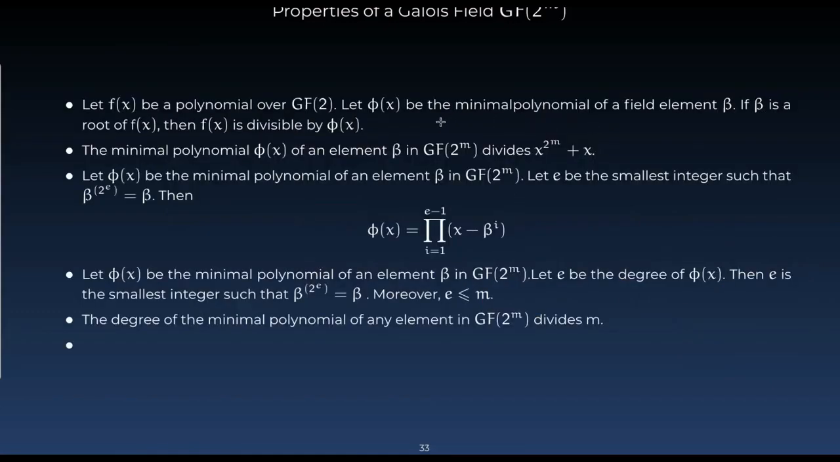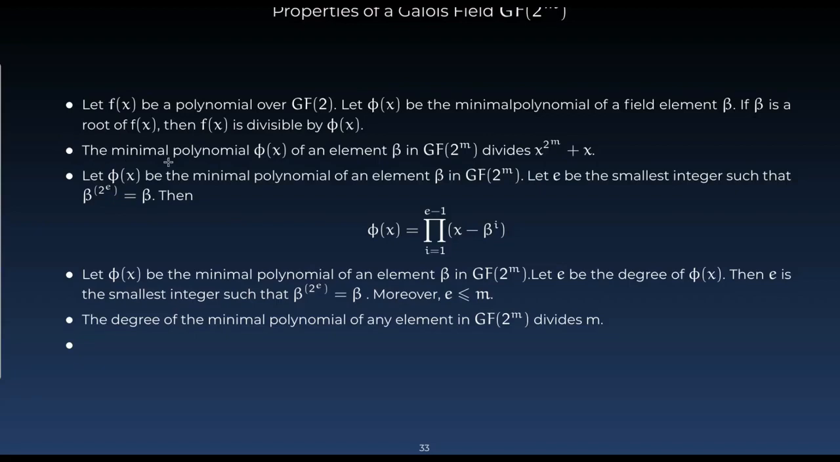Now there are certain other properties here. Let f(x) be a polynomial over GF2, and let phi(x) be a minimum polynomial of a field element beta. If beta is a root of f(x), then f(x) is divisible by phi(x). Since phi(x) is the lowest degree polynomial for which beta is a root, then if beta is a root of this, then this must be divisible by phi(x) as well. And it's actually very easy to prove.